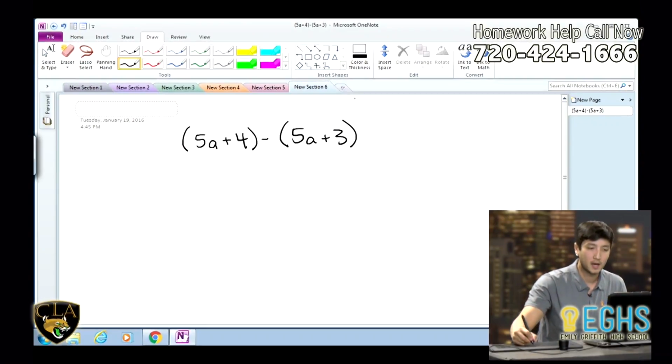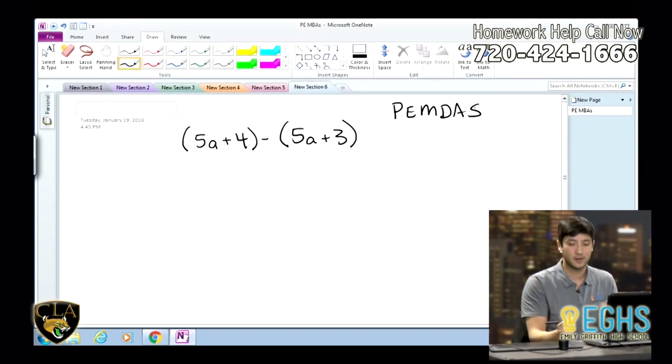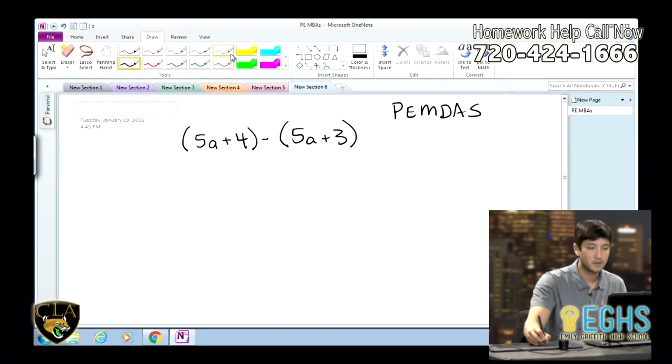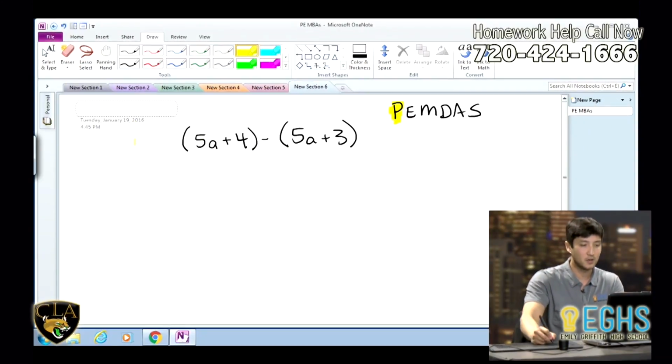So what we typically would think about here is just using our order of operations, PEMDAS, and walking through and simplifying and combining our like terms. The first thing we need to look at is, is there anything in parentheses that we can simplify? In this case, I don't have any like terms inside the parentheses. I have 5 times a plus 4. These aren't like terms, we can't combine them.